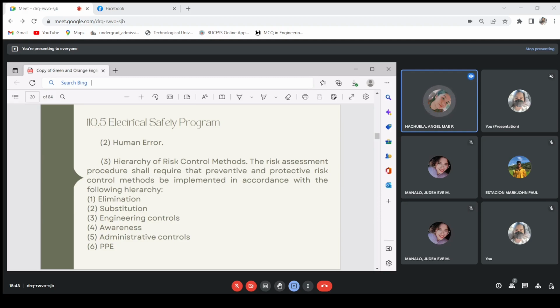So just to inform, elimination, substitution, and engineering controls are the most effective methods to reduce risk as they are usually applied at the source of possible injury or damage to health, and they are less likely to be affected by human error. And awareness, administrative controls, and PPE are the least effective methods to reduce risk as they are not applied at the source and they are more likely to be affected by human error.